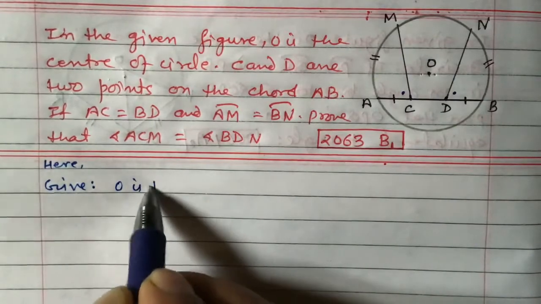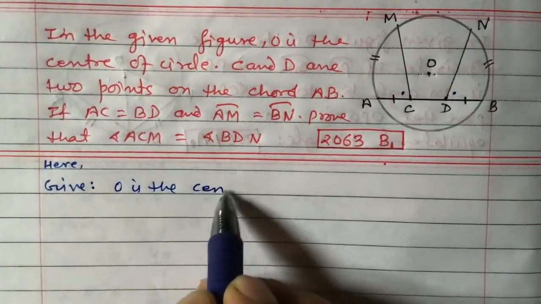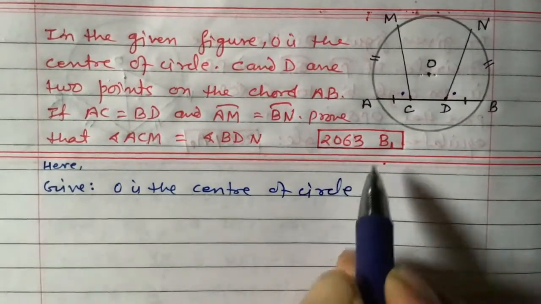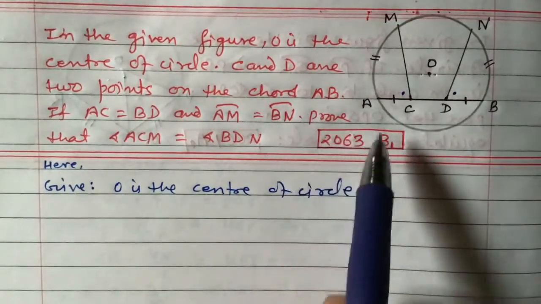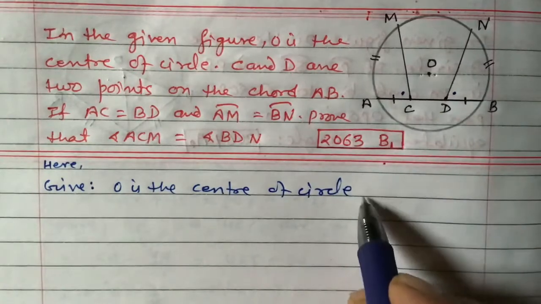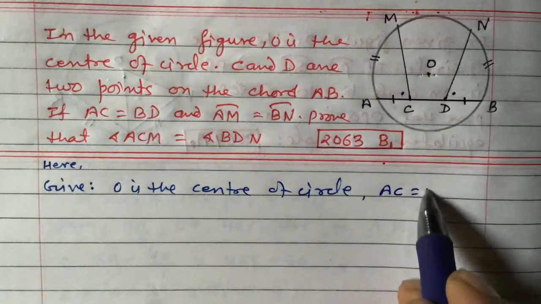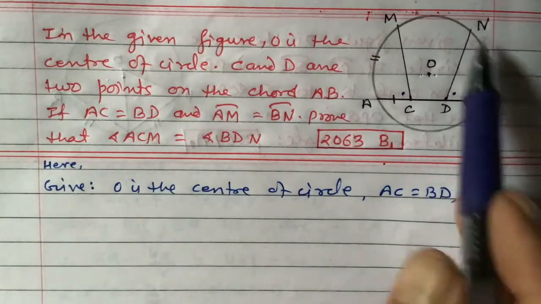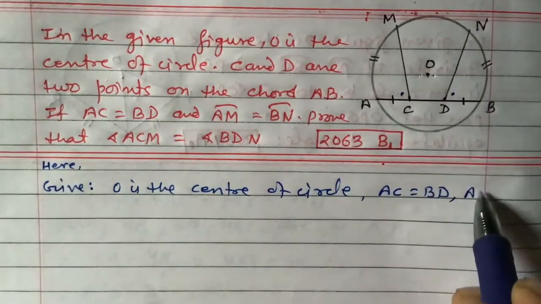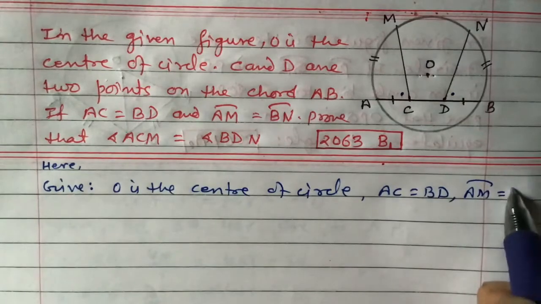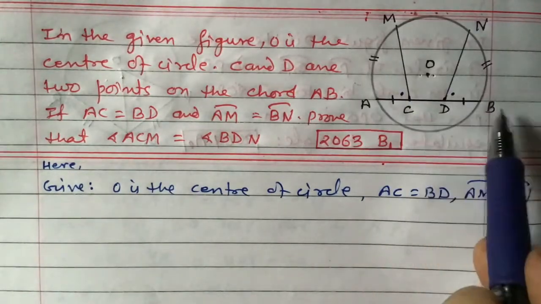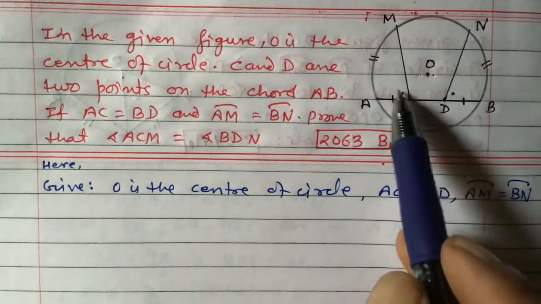Given: O is the center of the circle, and AC equals BD. Similarly, one more thing given is arc AM equals arc BN. This is also given to us, and nothing more than that.